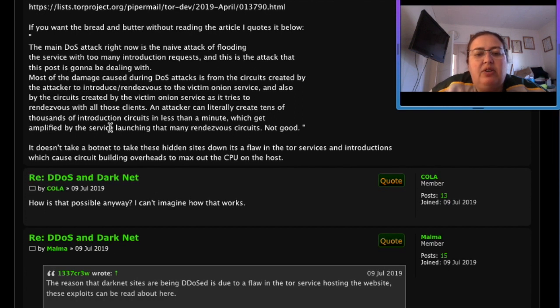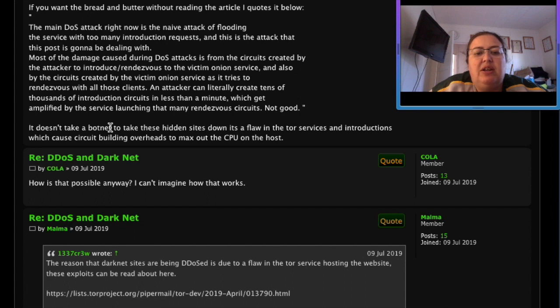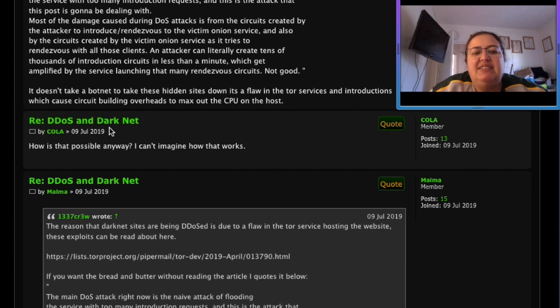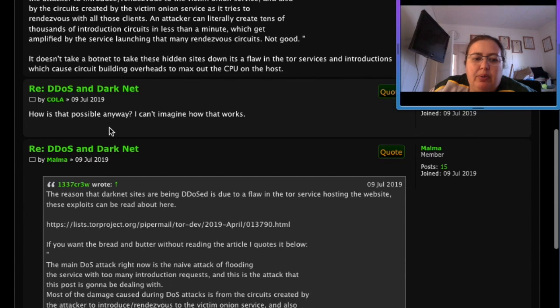An attacker can literally create tens of thousands of introduction circuits in less than a minute, which gets amplified by the service launching that many rendezvous circuits. Not good. It doesn't take a botnet to take these hidden sites down. It's a flaw in the Tor service's introductions, which causes circuit building overheads to max out the CPU on the host. How is that possible anyway? I can't imagine how that works.